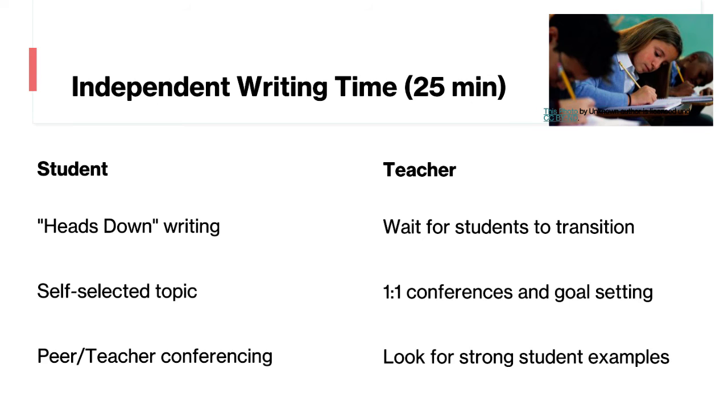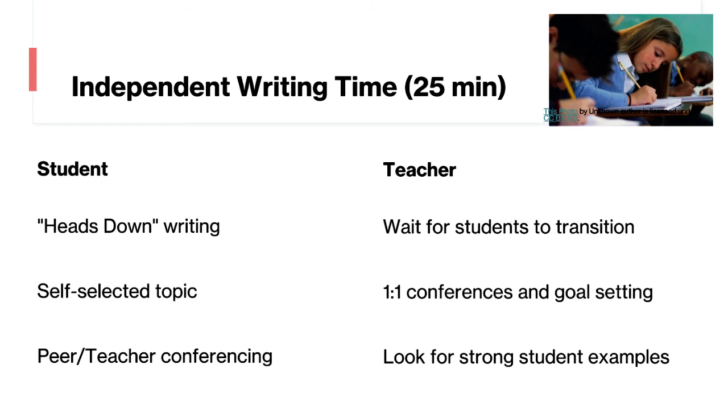Students should be completely engaged with their heads down in their writing. They should be writing in their writer's notebook on a self-selected topic. They may possibly be meeting in a small conferencing area with a peer. They could also be meeting with the teacher for a one-on-one conference. Most importantly, the student is writing the entire time.